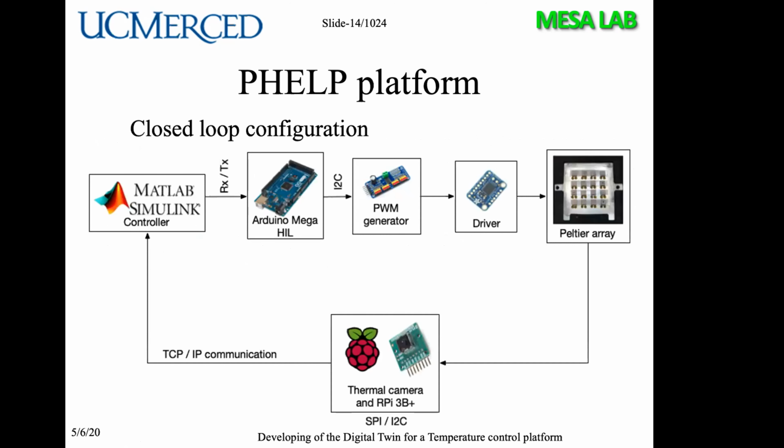Here, the closed loop configuration using MATLAB Simulink, we send the control signal with serial port to the Arduino. The Arduino send the frequency that we want generate with the PWM generator, and the driver send the voltage and current to the Peltier element, and we measure the temperature using the thermal camera and the Raspberry Pi.